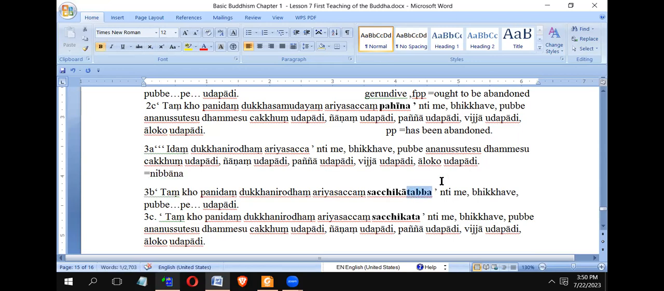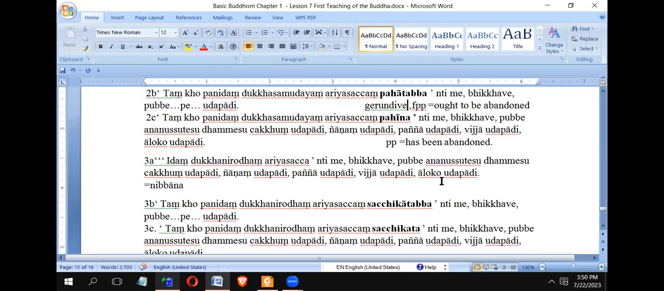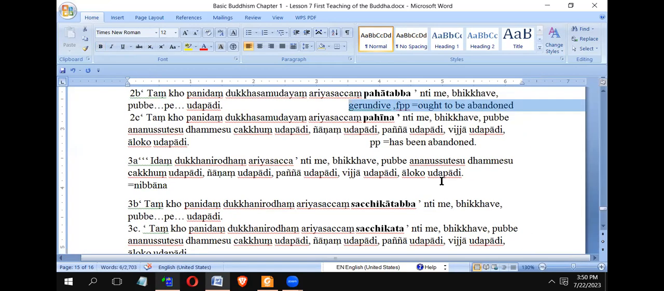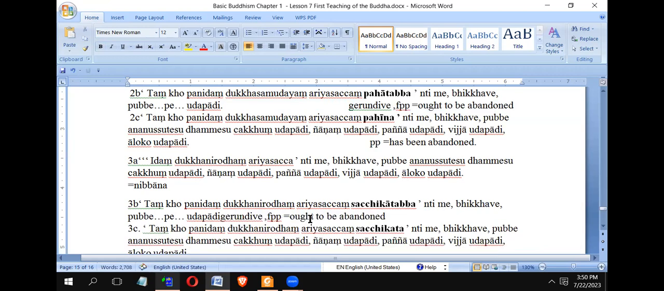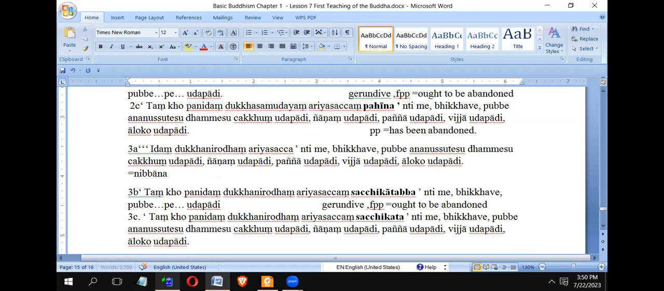tabba, all right? So like just now you have this one, pahatabba. Both are tabba. Here it is ought to be realized. So here it will also be ought to be realized. So the Nibbana ought to be realized. And then the Nibbana sacchikata is also a past participle, has been realized. So this is the meaning of has been realized.